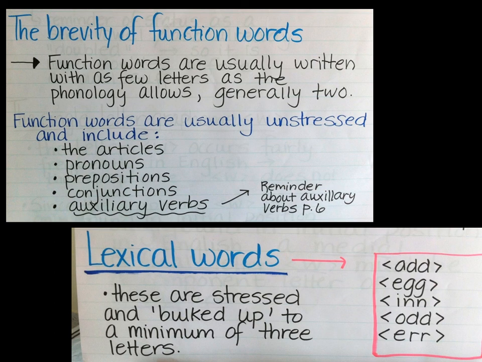Lexical words are stressed and bulked up to a minimum of 3 letters, which is why we don't spell egg, e.g. It's a lexical word, it is a thing, and so we have to make sure that it has enough letters in it. This is what they did way back then. Enough letters in it for it to seem more important than a function word. So the final letter is often, in lexical words, doubled.